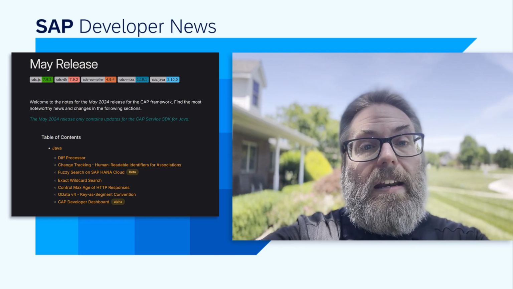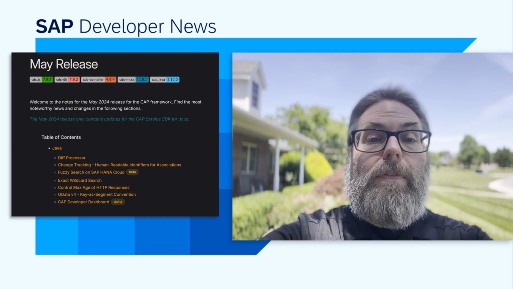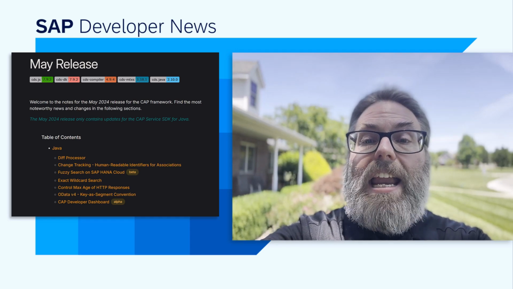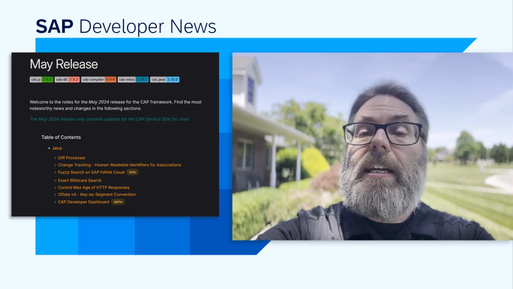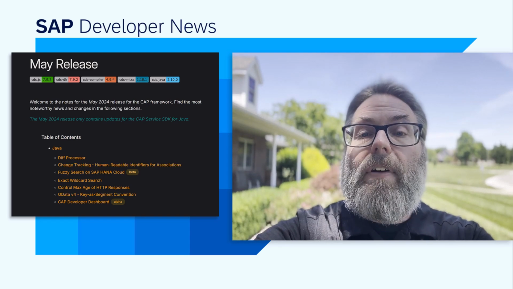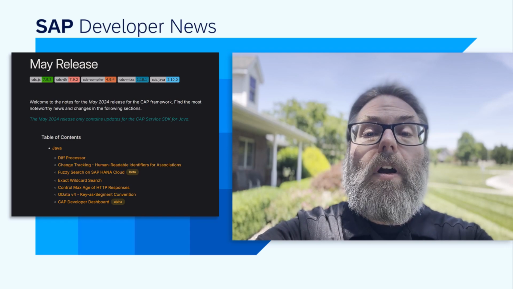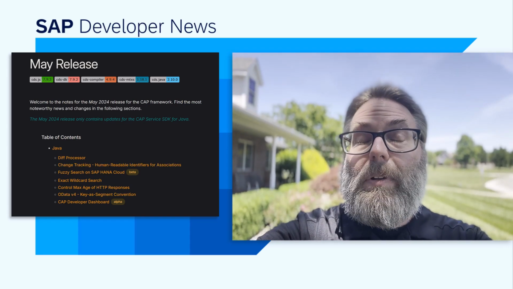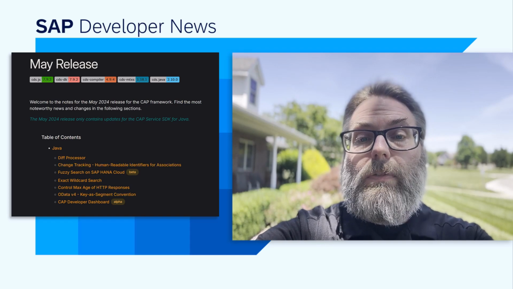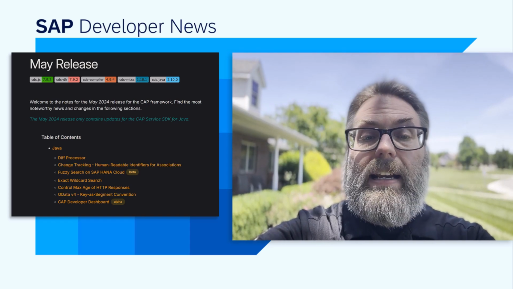We see a new beta feature for fuzzy HANA search. We also have a new feature for setting the max age of an HTTP response via annotation. This is particularly useful when you have a MIME response. And we have the OData v4 key as a segment. This helps with building and simplifying the URL parameters for keys when requesting an OData entity.